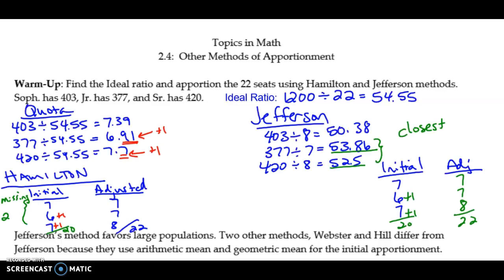Okay, so doing the Hamilton method, after we found the quota, we got our initial apportionments to only add up to be 20 votes. So we were 2 seats short of what we wanted. So then we had to figure out who gets the extra seats. So we wanted to look at who has the highest decimal place. Since there are 2 extra seats, the top 2 decimal places get it. So the junior class gets 1 extra vote and the senior class gets 1 extra vote.